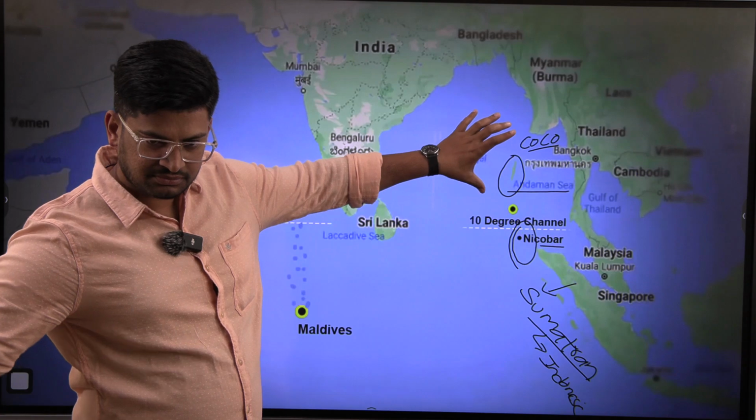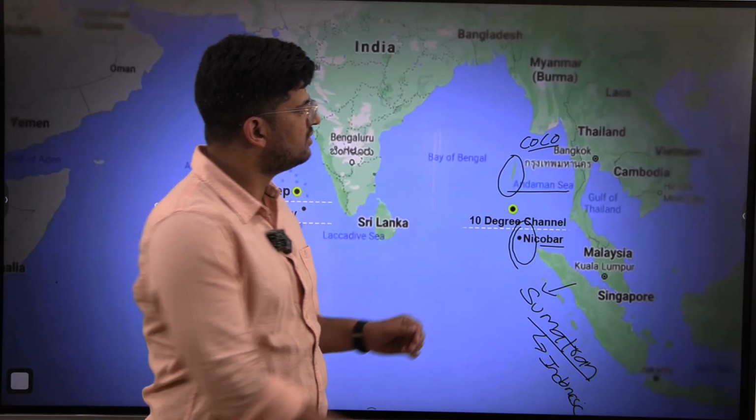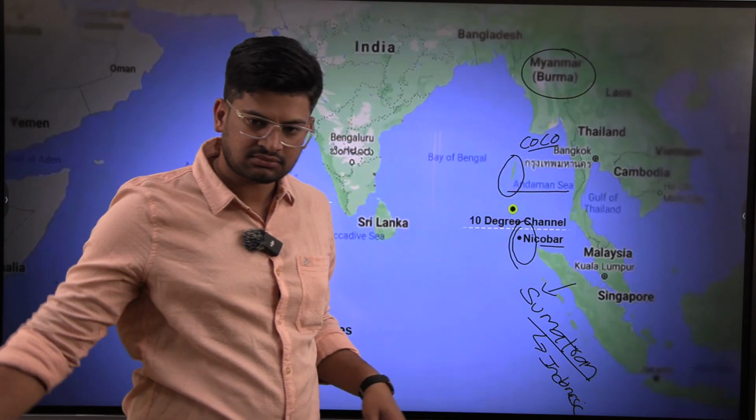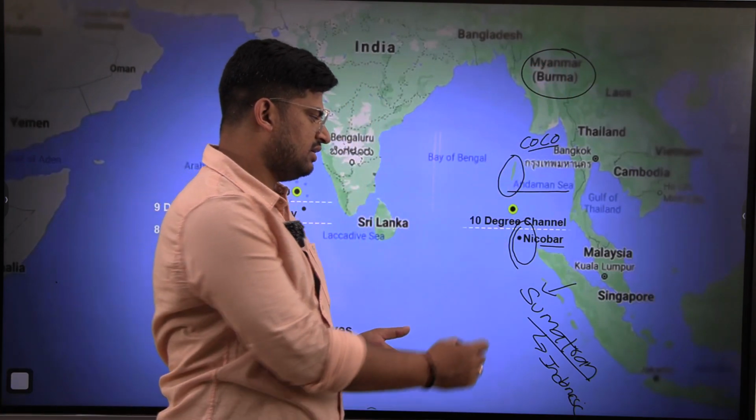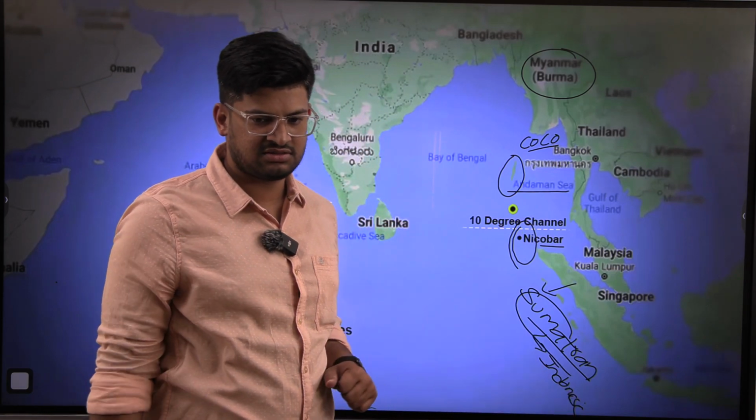And Andaman Islands are close to Coco Islands. Coco Islands are part of Myanmar. Okay. Then Nicobar Islands are close to Sumatra Island, which is an Indonesian island.